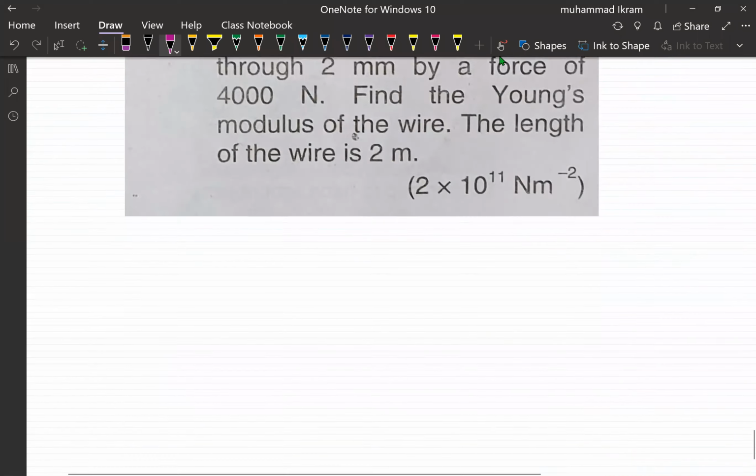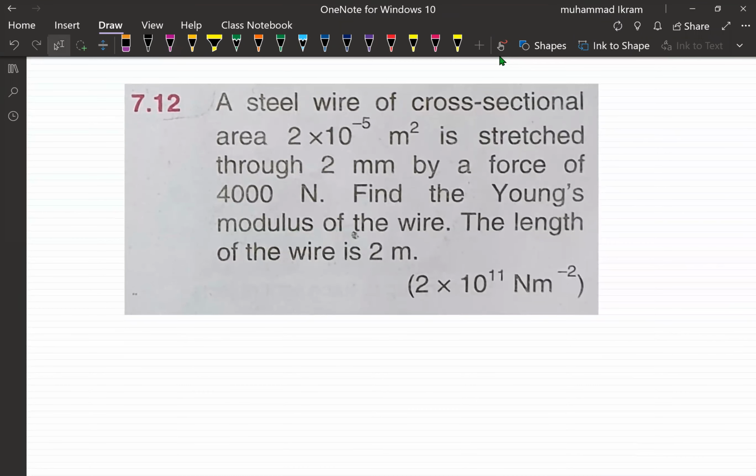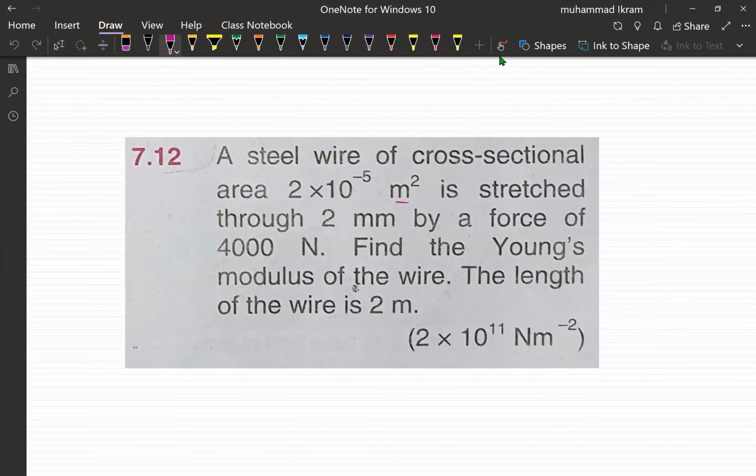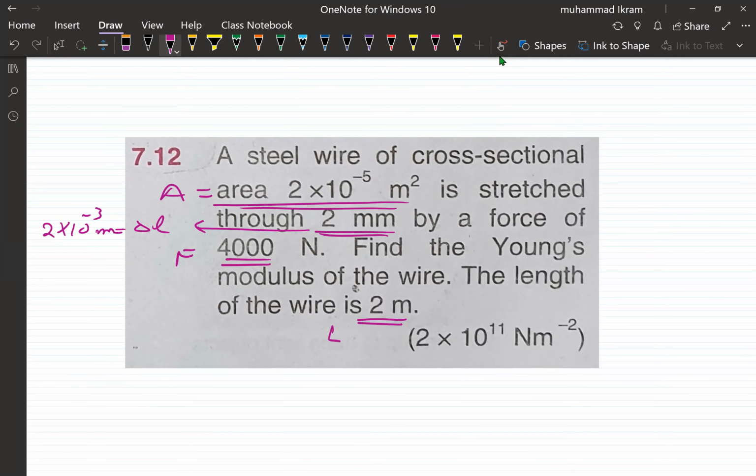The next one is the last question. A steel wire of cross-sectional area A, this is the cross-sectional area of the steel wire, is given. It is stretched through 2 millimeter. So this 2 millimeter is delta L, the change in length, by a force of 400 Newton. This is the force. Find the Young modulus of the wire. But remember, this length will be 2 into 10 to the power minus 3 meter. Find the Young modulus of the wire, given the length of the wire. So this is the original length of the wire, L.